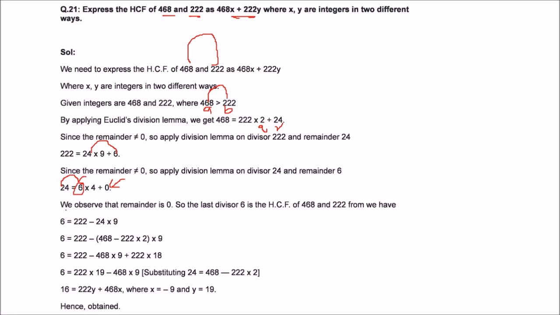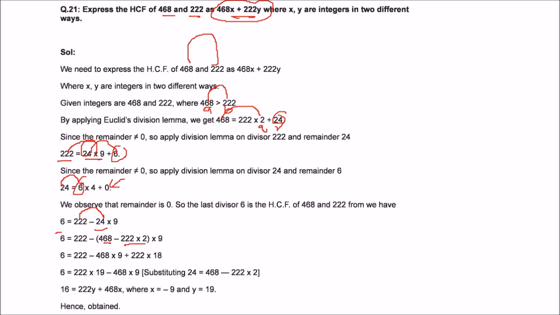Now we have to backtrack. We have to somehow get this form. How to get this form? How has this 6 come? 6 has come from 222 minus 24 into 9. So this can be written as 222 minus 24 into 9. If you take 24 into 9 this side, you get 6. Now this 24 has come from where? 24 has come from 468 minus 222 into 2. So in place of 24, we will write 468 minus 222 into 2.